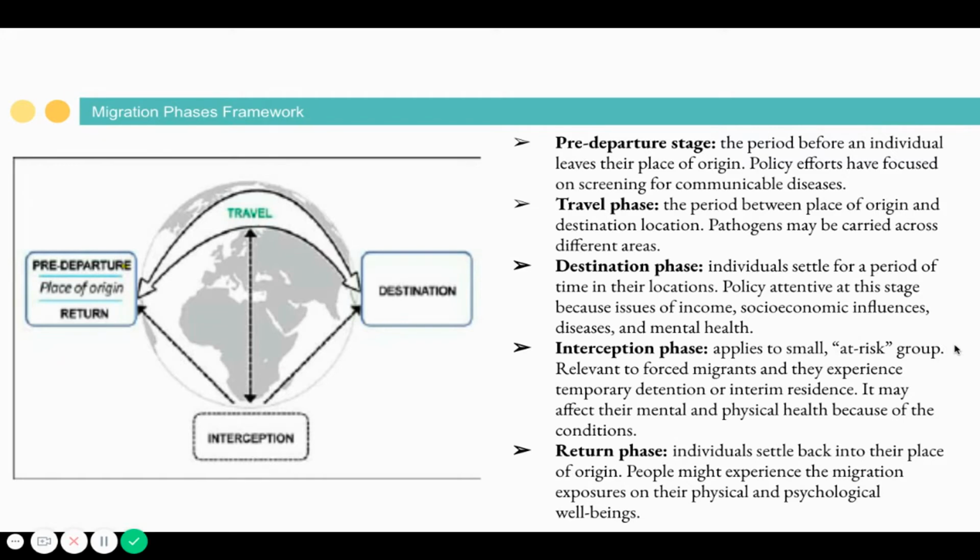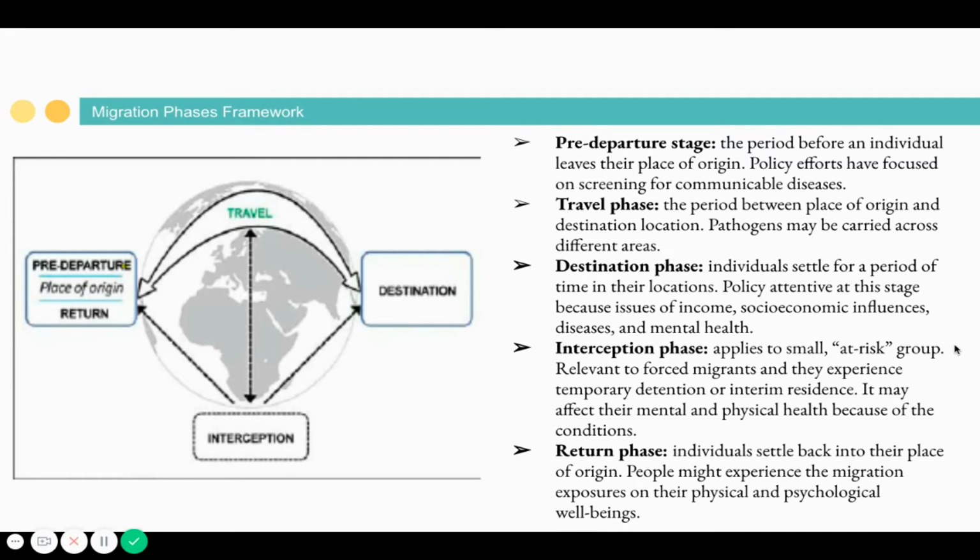The third is the destination phase. This is where individuals settle for a period of time in their new locations, and policy becomes more focused on issues such as income, socioeconomic influences, diseases, and mental health. The fourth is the interception phase. This applies to small and at-risk groups, relevant to forced migrants as they experience temporary detention or interim residence. It may affect their mental and physical health because of the conditions.